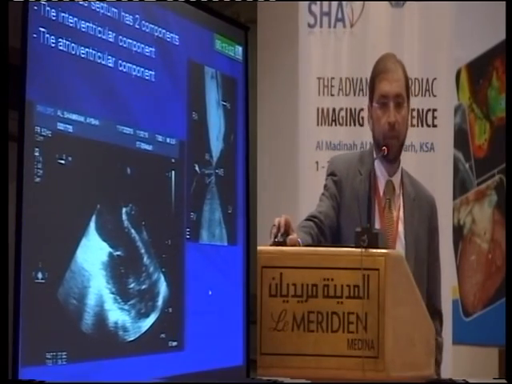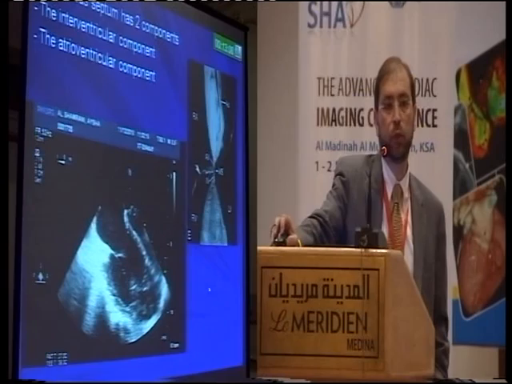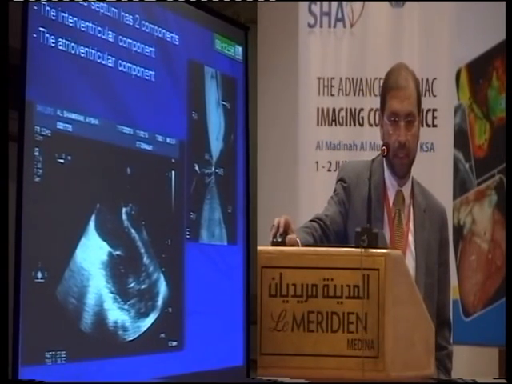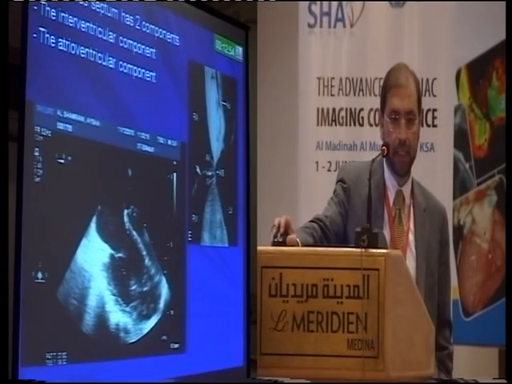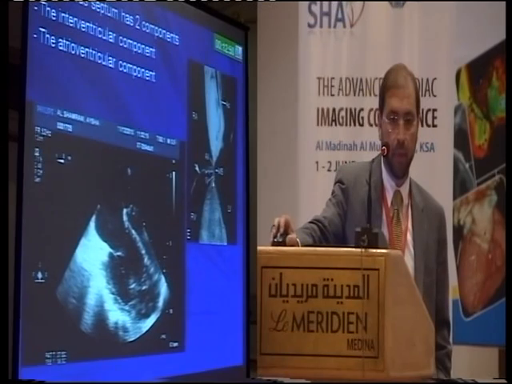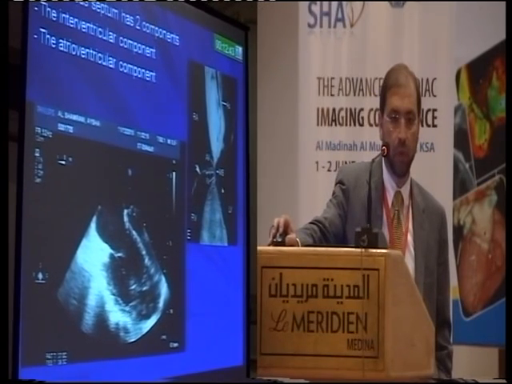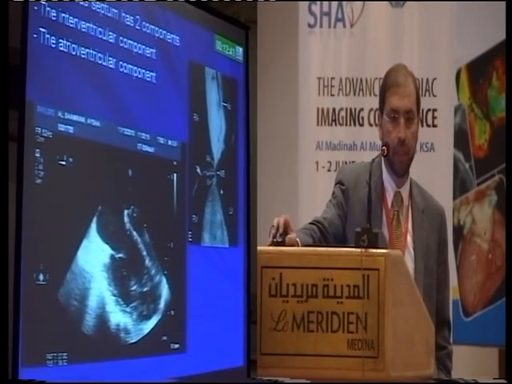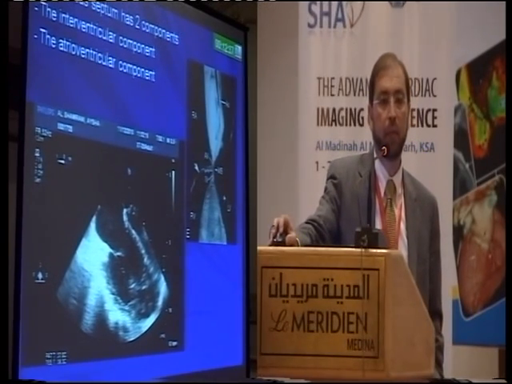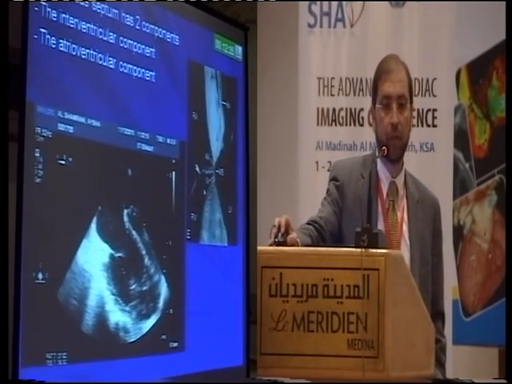Now, the membranous septum, as I said, has two components. And this is a pathological specimen. This is the membranous septum, and this is the septal leaflets of the tricuspid valve. And you can see that the membranous septum has two parts. The first part, which is between the left ventricle and the right atrium, we call the atrioventricular septum. And the second part is between the two ventricles, between the left ventricle and the right ventricle.